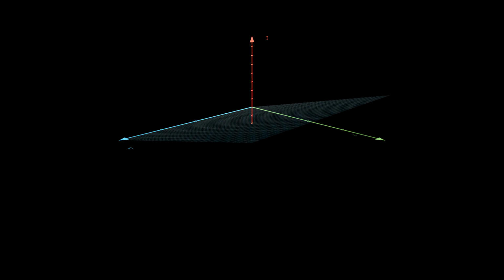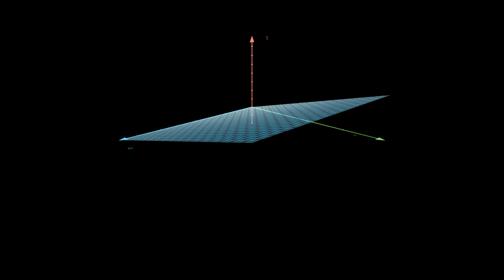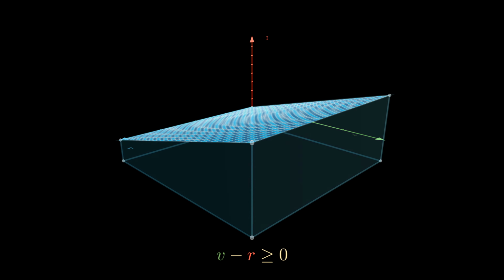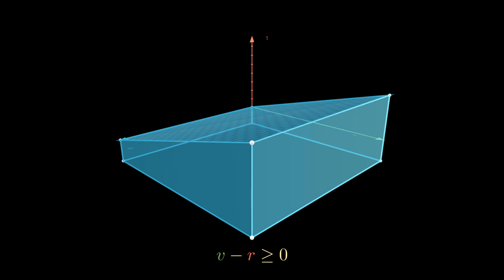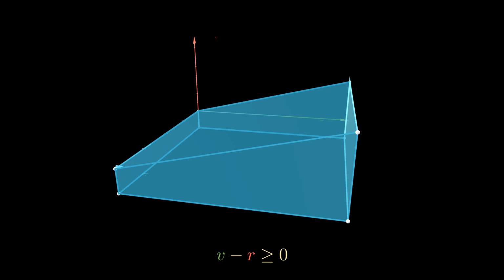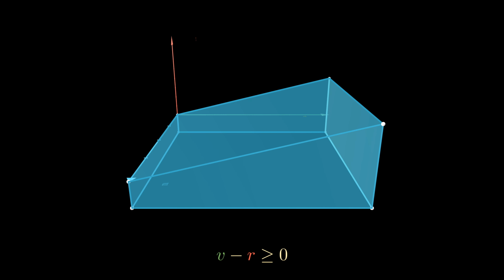The vertical axis is for the r variable, and the left and right axes are for the u and v variables. Let's first plot the constraint v minus r is greater than or equal to 0. The equation v minus r equals 0 defines a plane. Now all of the points that satisfy the constraint lie on one side of the plane. In this case, it's below the plane. We can plot the remaining constraints the same way, one by one.